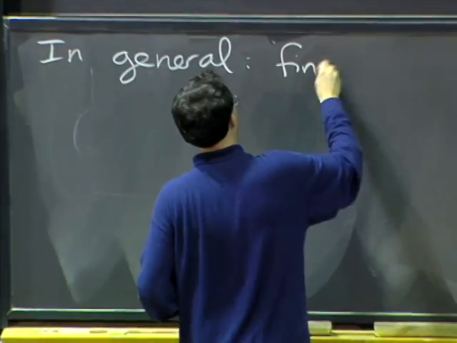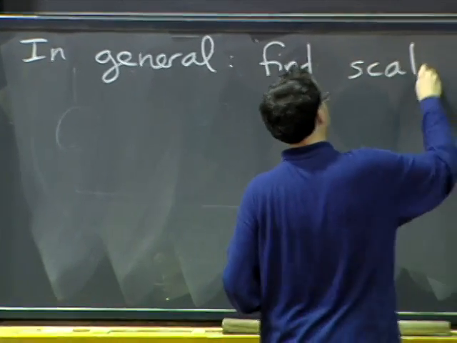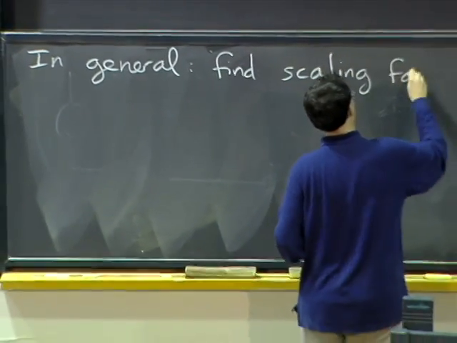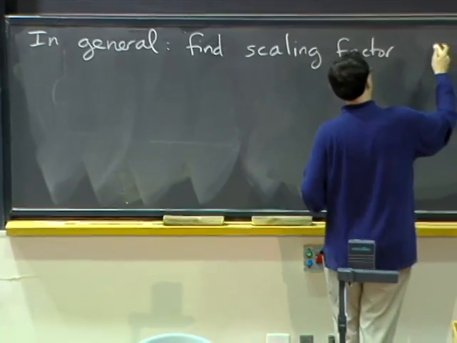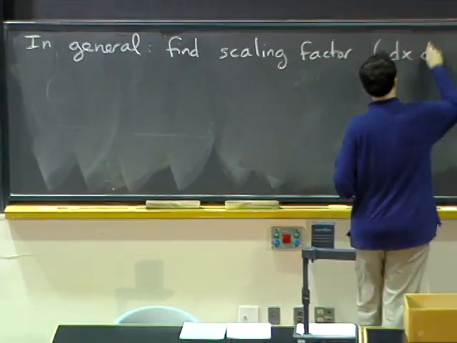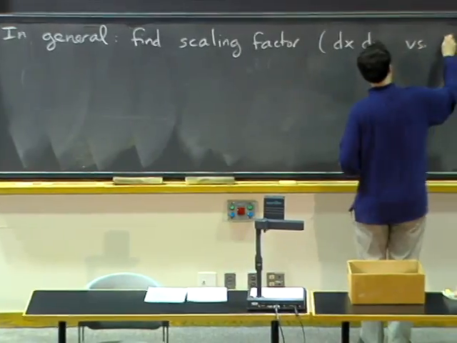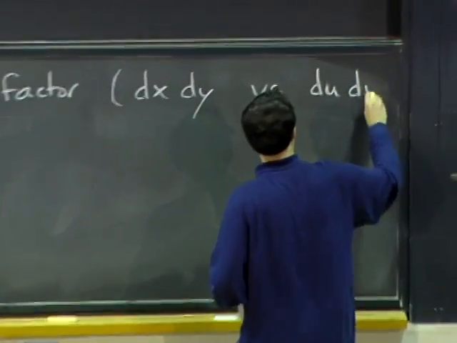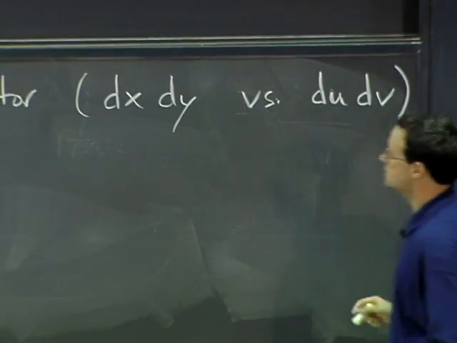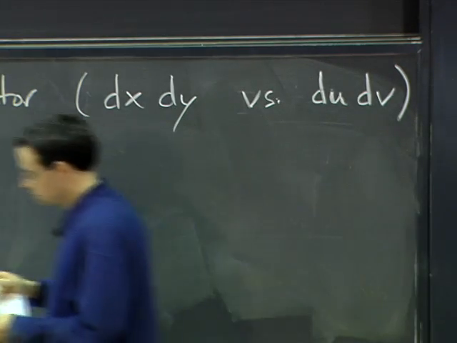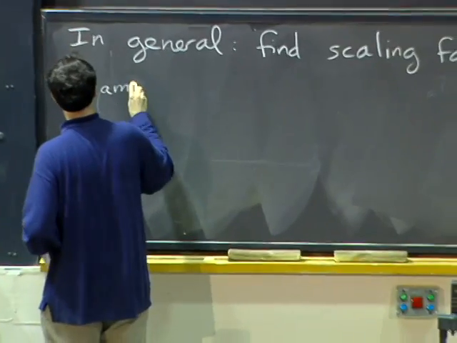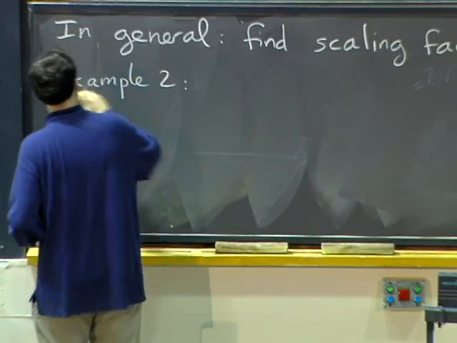So we need to find the scaling factor, dx dy versus du dv. So let's do another example that's still pretty easy, but a little bit less easy.